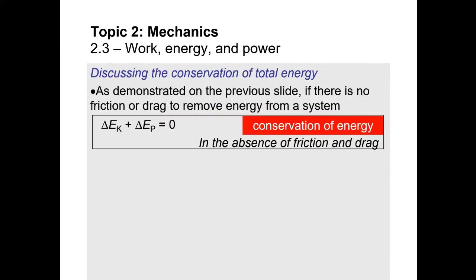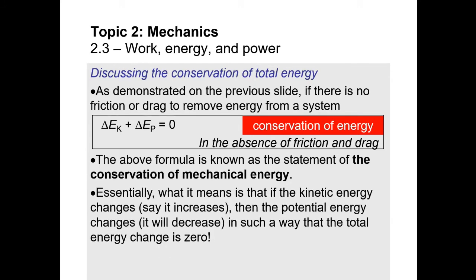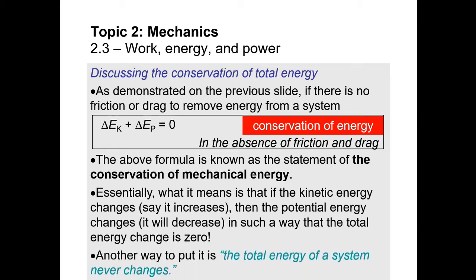If there is no friction or drag, the total energy is conserved. The above formula is known as a statement of the conservation of mechanical energy. Essentially, what it means is that if the kinetic energy changes, then the potential energy changes in such a way that the total energy change is 0. In other words, the total energy of the system never changes.